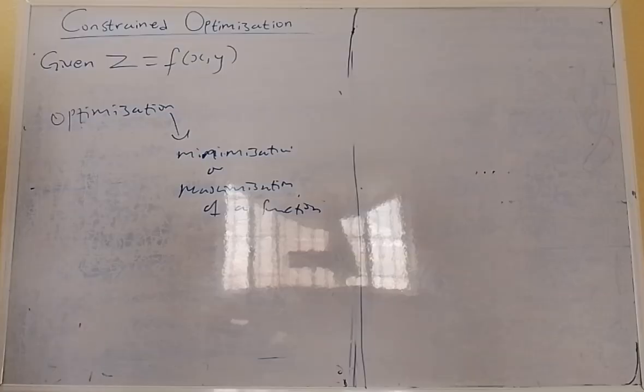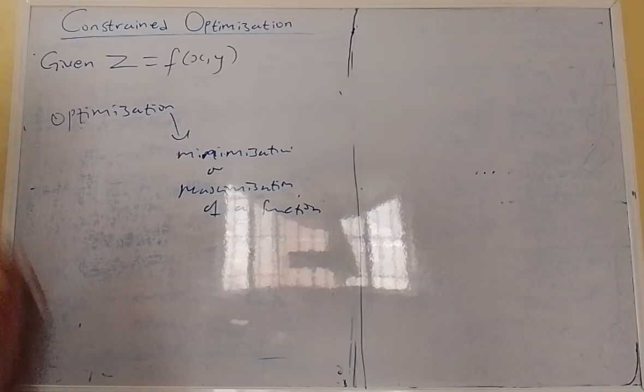So for example, there are functions we maximize in economics and there are functions we minimize. For example, we maximize output function, we maximize revenue function, while we minimize cost function, expenditure function, we minimize those ones. Okay, wherever you hear the word optimization, it could either be minimization or maximization of a function.